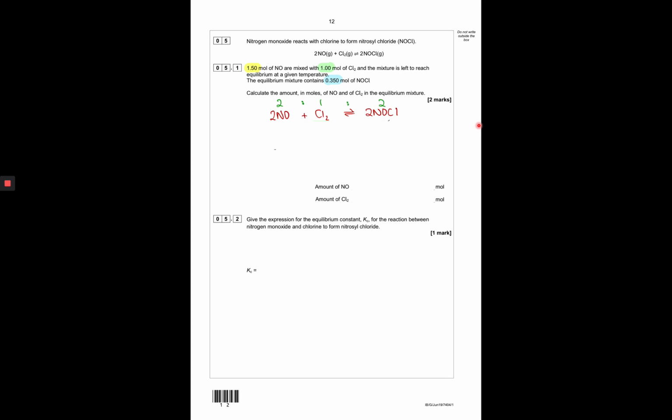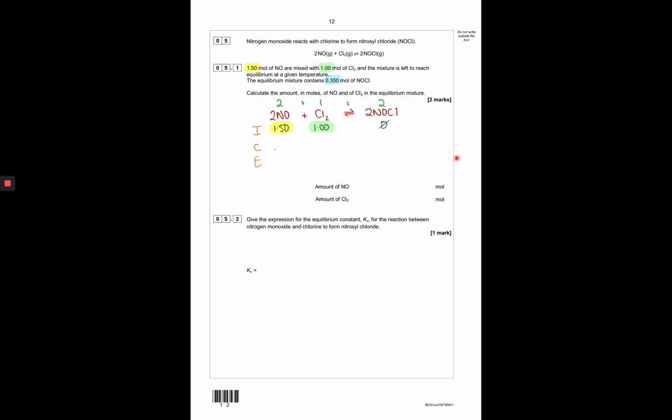And then because this was equilibria and we're looking at a change from the beginning to the end, please just remember this ICE acronym. So initial, change, equilibrium. Okay, so we're going to write the values. We were told these values of 1.50 and 1.00. It says they are mixed together, but that means we've got two containers. One contains 1.50 moles of NO and one contains 1.00 moles of Cl2.